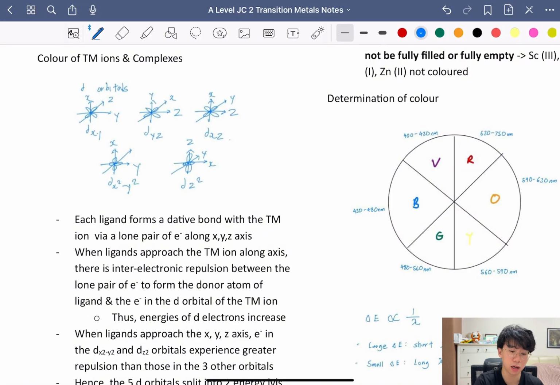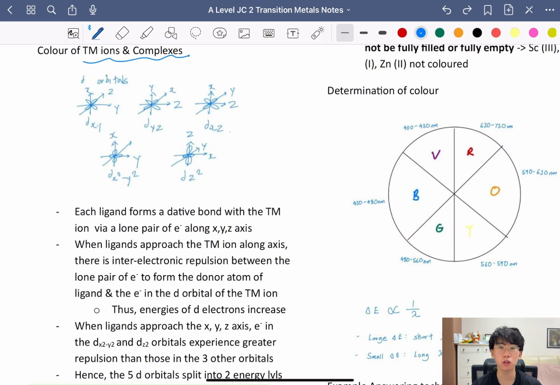Moving on to one of my favorite concepts of transition metals is the color of transition metal ions and complexes. Now this is very fun because transition metals are colored, and they make for pretty fun experiments in the lab. And I hope that you have the chance to try them out yourself in the lab. We all know that transition metal ions have 5 d orbitals. There are low-lying vacant d orbitals some of the times. And these ligands will form a dative bond with the transition metal ion via the lone pair donation along the x, y and z axis.